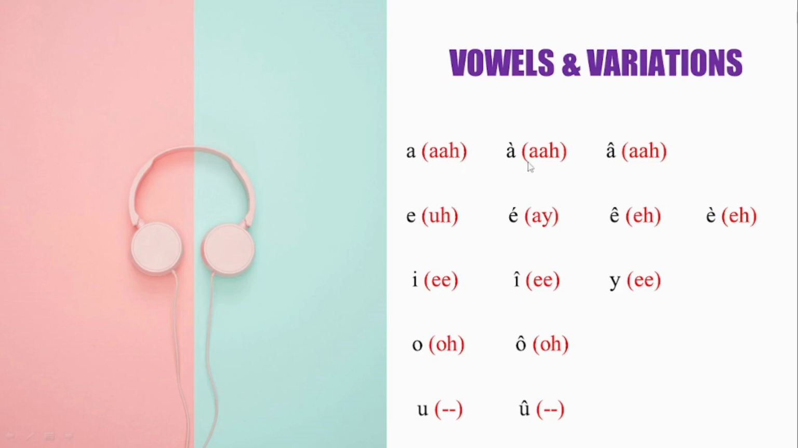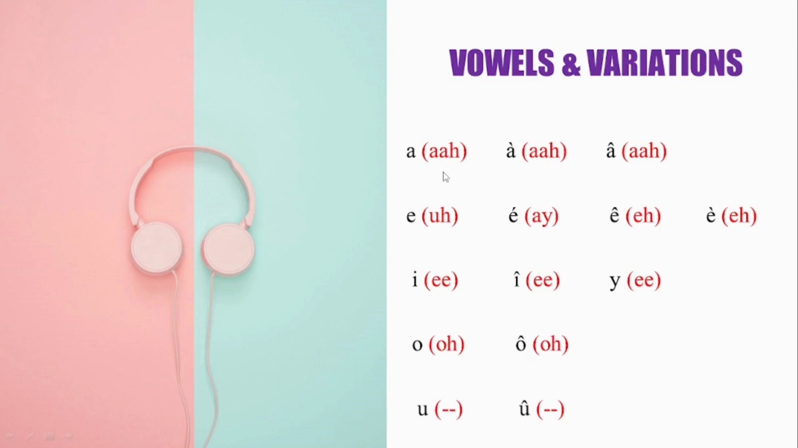A, A, accent grave, is still A. A, accent circumflex, is pronounced also as A. This is E, E, E, E, I, I, I, O, O, U, U.